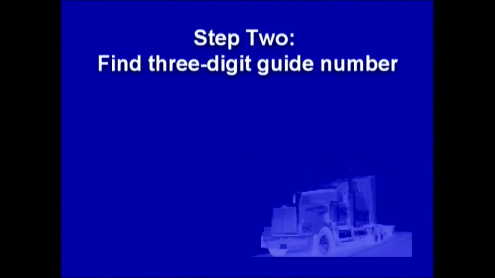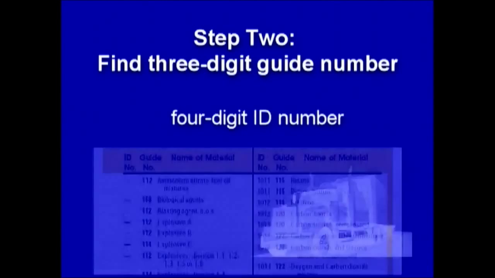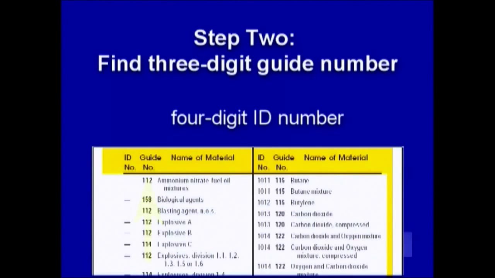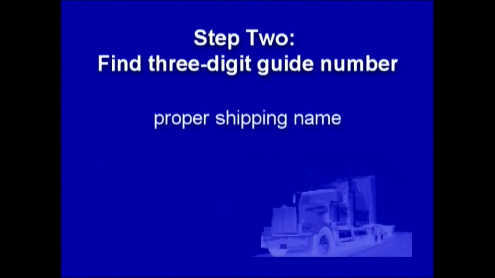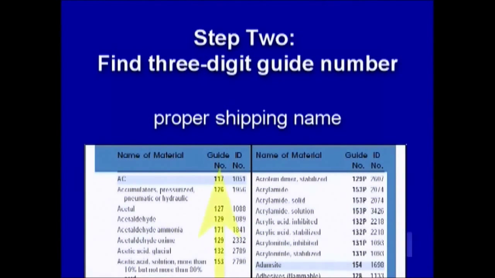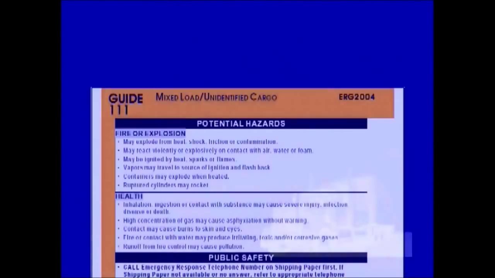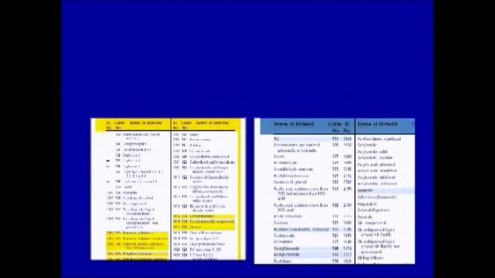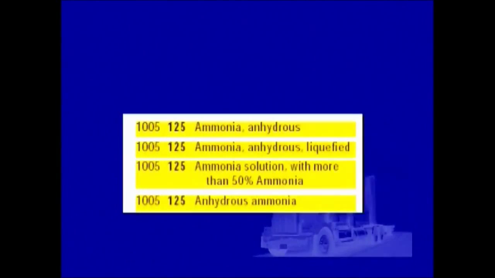Step 2 uses the 4-digit ID number or the proper shipping name to find a 3-digit guide number. If you have obtained the 4-digit ID number, you will turn to the yellow bordered pages of the guidebook to locate the 3-digit guide number. If you have the proper shipping name, you will turn to the blue border section to find the guide number. Once you obtain the 3-digit guide number, turn to the numbered guide section bordered by orange of the guidebook to obtain the response information. Note that in the first 2 indexes, the yellow and blue sections, there are highlighted entries.